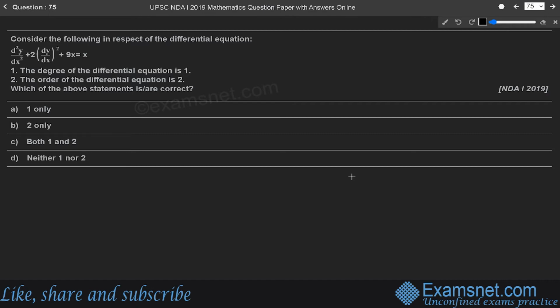In the given differential equation, the highest order differential coefficient is d square y upon dx square. So we can say that the order of this differential equation is 2. And in the differential equation, the power of d square y upon dx square is 1. Therefore, we can say that the degree here is 1. So the correct option is that both the statements are correct, because statement 1 says degree is 1 and statement 2 says order is 2. Therefore, both the statements are correct. So option number C is correct for this question.